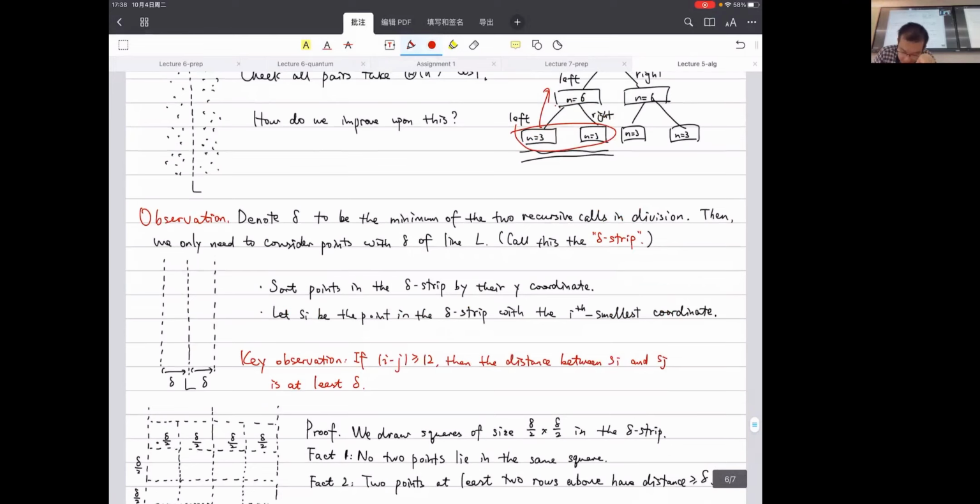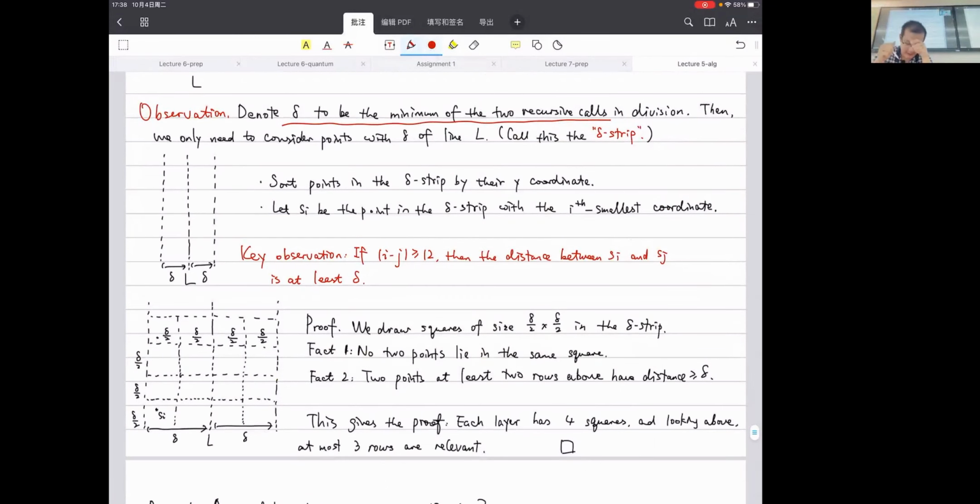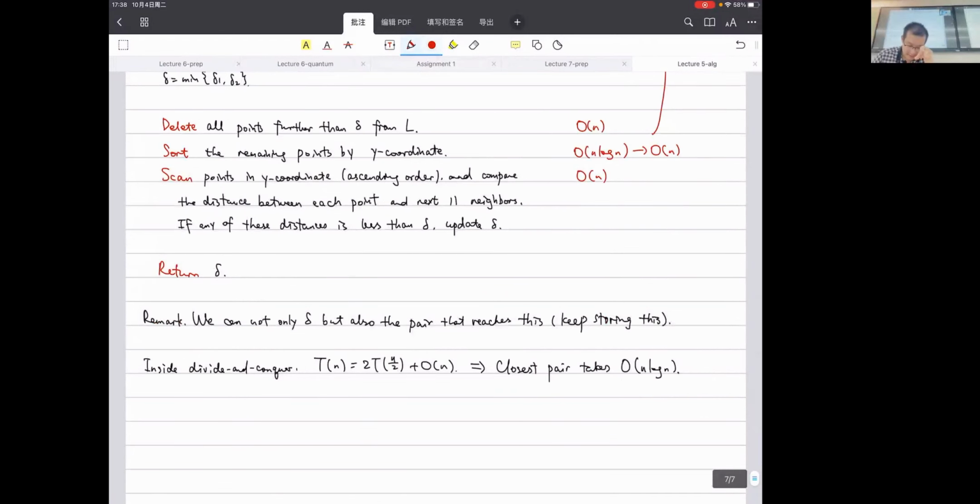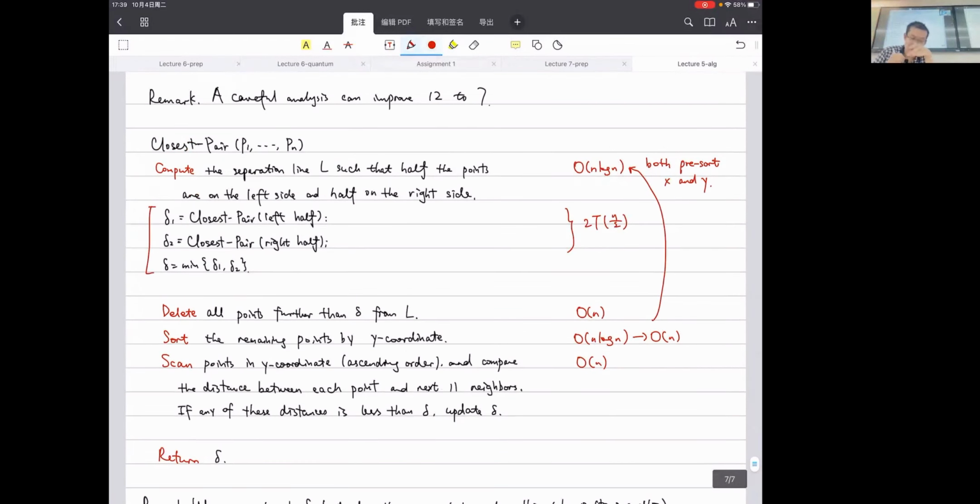the value of delta here is the minimum of the 2 recursive calls. Right, this is very important. Basically, this is the key observation. Because you have the 2 recursive calls, and you know the current mean of the left and the current mean of the right. And this is also the part you see in our algorithm, where we denote the delta to be the mean of delta 1 and delta 2. Okay, so is everything clear to you?